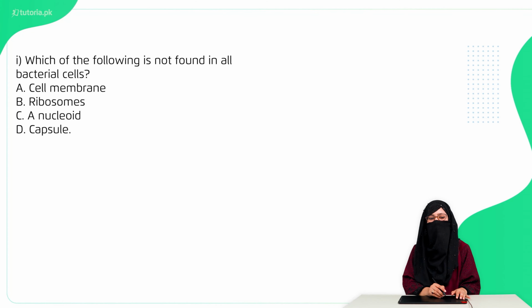Now we will discuss the MCQs of this chapter. So the first MCQ is, which of the following is not found in all bacterial cells? Option A, cell membrane. Option B, lysosomes. Option C, a nucleoid. Option D, a capsule. The right option is option D, capsule.